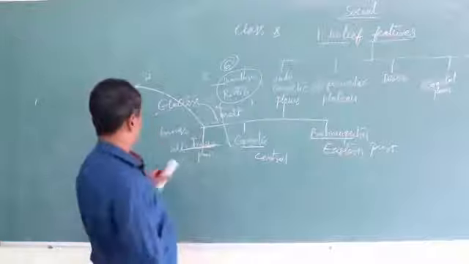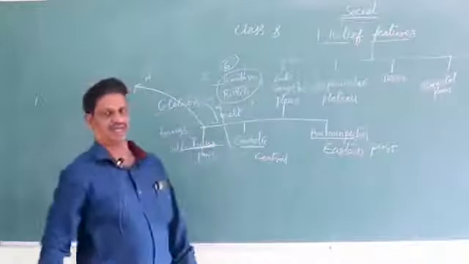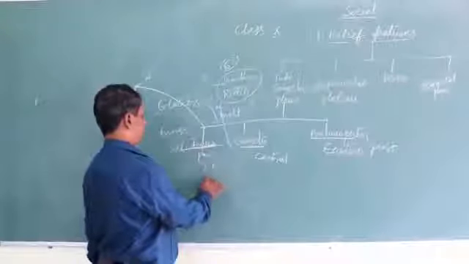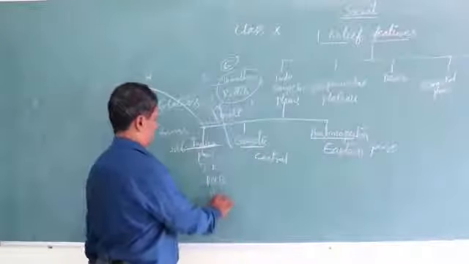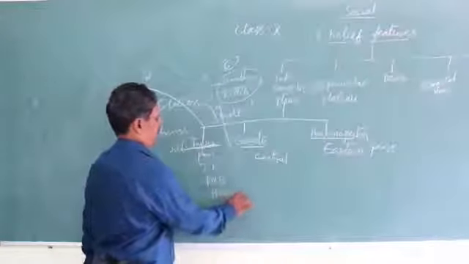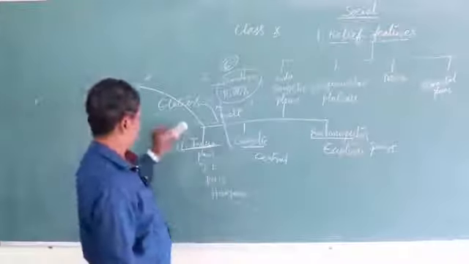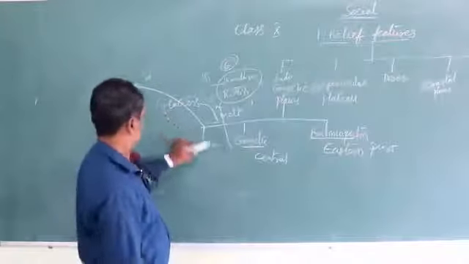Okay. So Indus plains are formed in the western part, like J&K, Punjab, Haryana, some part of Uttar Pradesh. Okay, so this is the Indus plain.